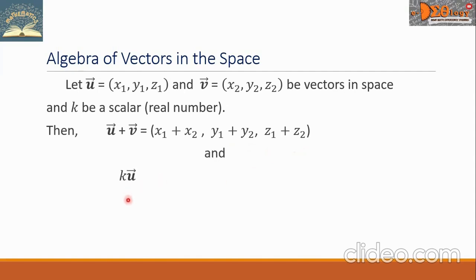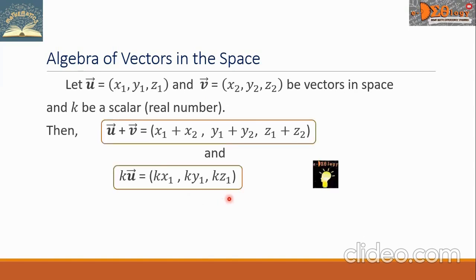And k times vector u. And this is about multiplication of scalar k with a vector. This is equal to this formula. We can see that the scalar k is multiplied to the components of the vector u. So we have k times x sub 1, comma, k times y sub 1, comma, k times z sub 1. These are the formulas.